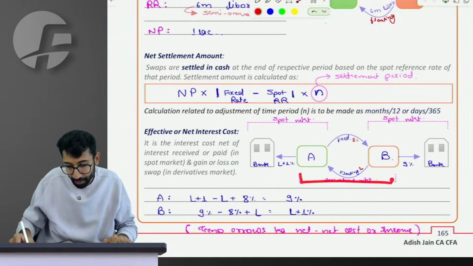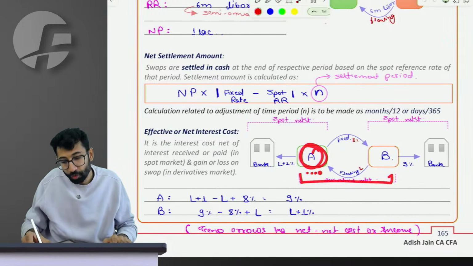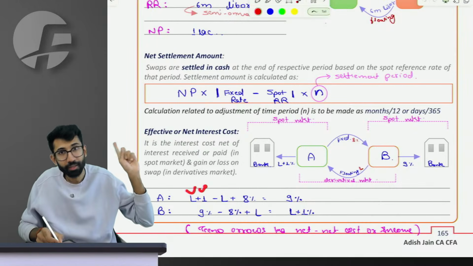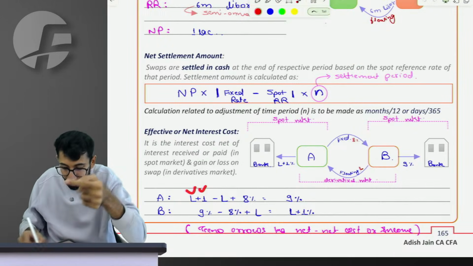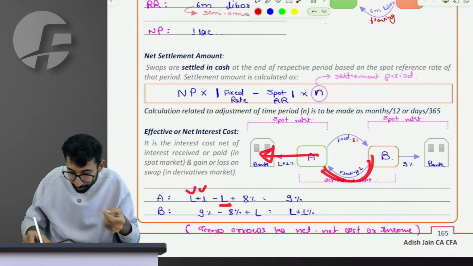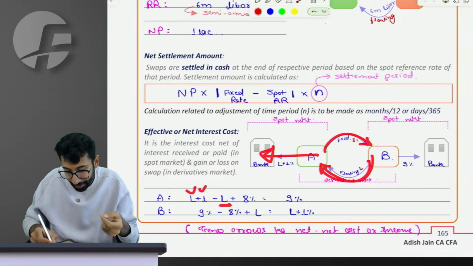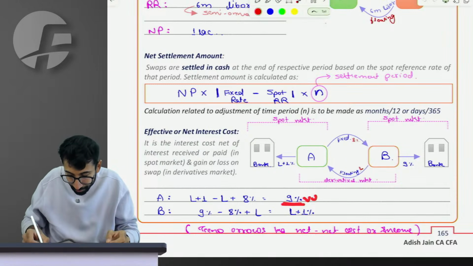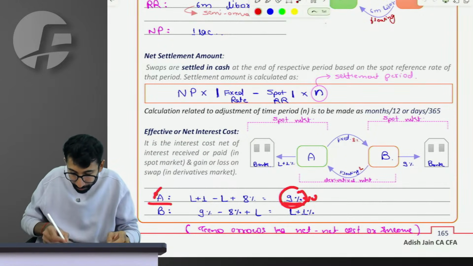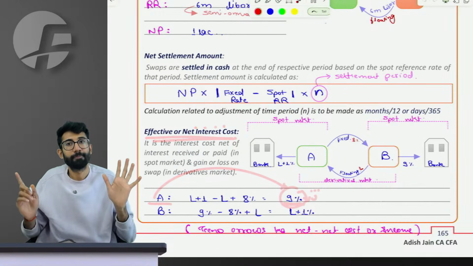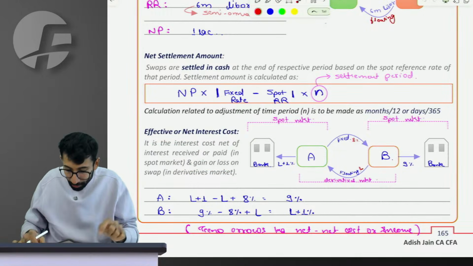This is the derivative market. So from the point of view of A, what is the net interest cost? I am paying LIBOR plus 1 in the spot. In the derivative market, I am receiving LIBOR. So paying LIBOR plus 1, receiving LIBOR and paying 8%. If you do the net of it, you will effectively end up paying 9% per annum as the effective or net interest cost.